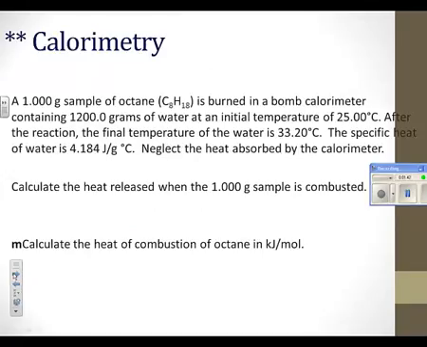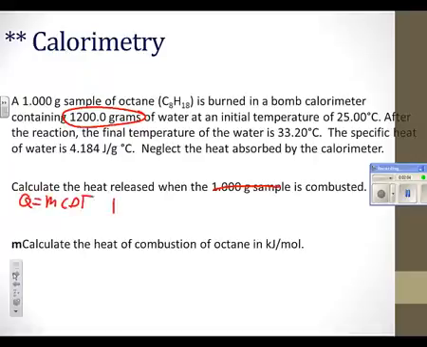Here's some more of it. You can read the question for yourself, but calculate the heat released when 1 gram of sample is combusted. Remember, we don't really care about the gram of the sample. We care about how much water is in there, because that's how much is going to affect the temperature change of the water. So Q equals MCΔT.